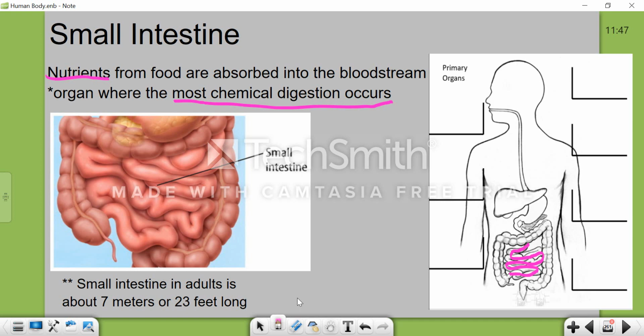So a ruler is 1 foot. So about the length of your computer is 1 foot. So 23 computers lined up would be the length of your small intestine. So it's pretty long. Like I said, it is not due to the length that it is called small. It is the circumference, how big around the organ itself is.